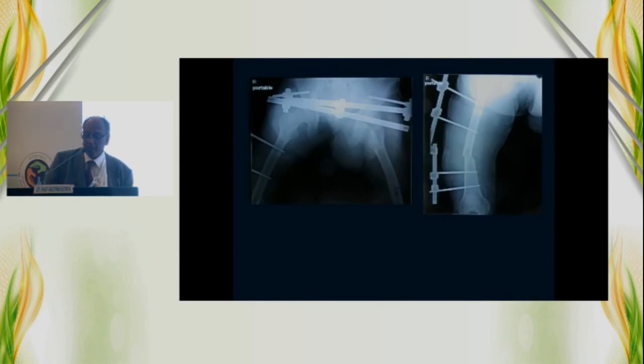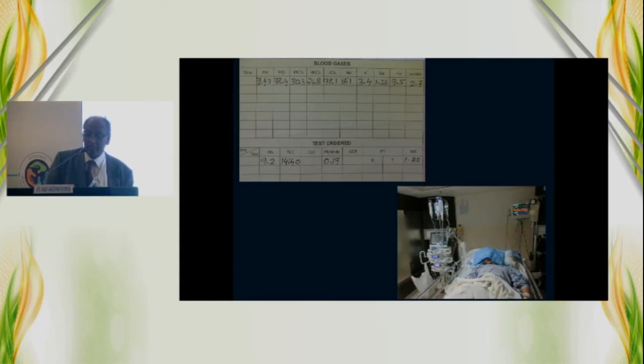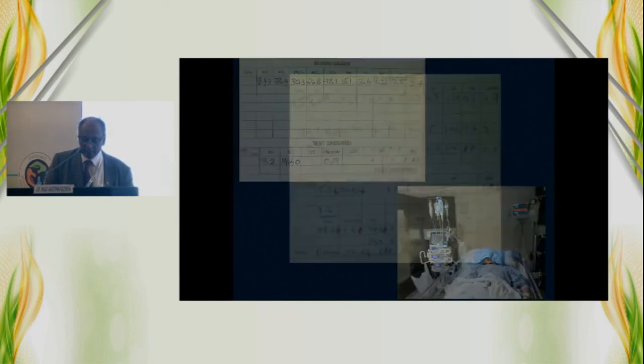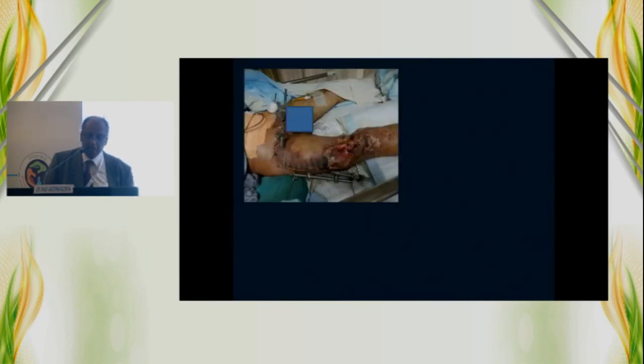He was put on an external fixator that helped him greatly. His next day was much better. His lactates were down to 2.7, but then the day after that, his hemoglobin dropped. His requirement for vasopressors increased, and they found that he had an abdominal bleed. But the surgeons waited for 2 days before they went and dealt with that. By that time, his condition got worse.